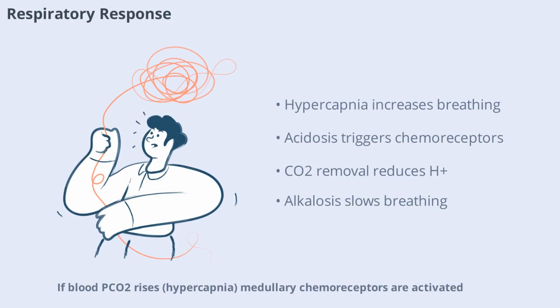When blood PCO2 rises, hypercapnia, medullary chemoreceptors are activated, increasing respiratory rate and depth. Rising plasma hydrogen ions, acidosis, also activate peripheral chemoreceptors, increasing respiratory rate and depth. Both responses remove more CO2 from the blood, reducing hydrogen ion concentration. Alkalosis depresses the respiratory center, decreasing respiratory rate and depth, causing hydrogen ion concentration to increase.